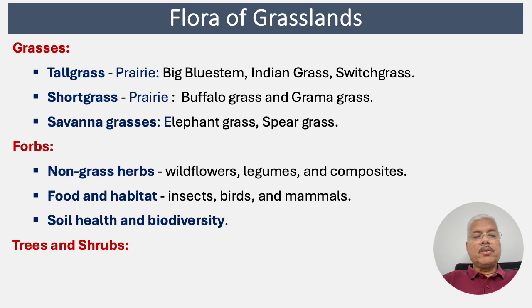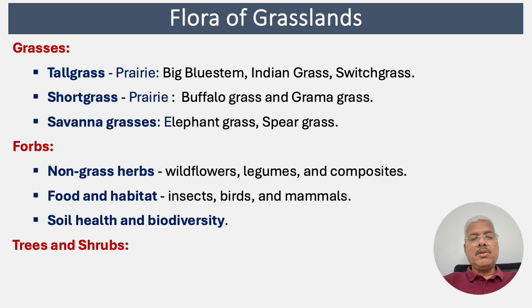tall grass found in the prairies. These can grow up to 10 feet tall and include species like big bluestem, Indian grass, and switchgrass. In shortgrass prairies, grasses are shorter than tall grass and they include species like buffalo grass and grama grass. The savanna grasses are often tall and drought tolerant. They include species like elephant grass and spear grass.